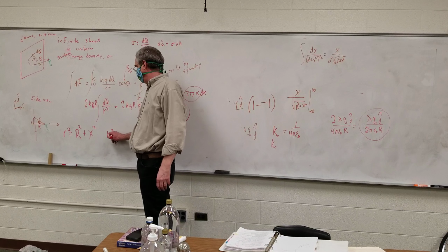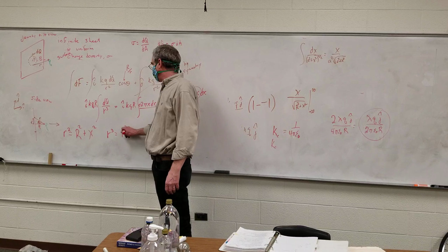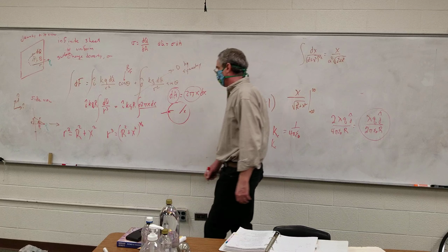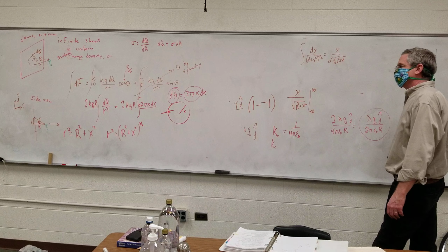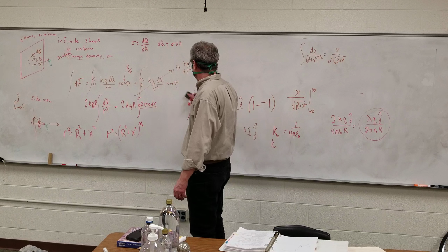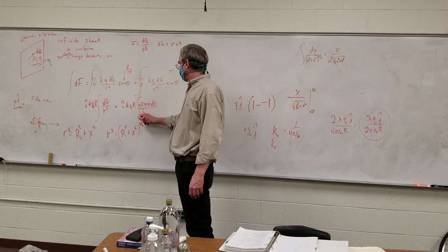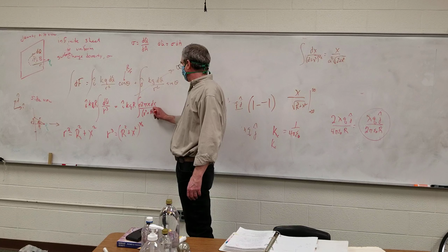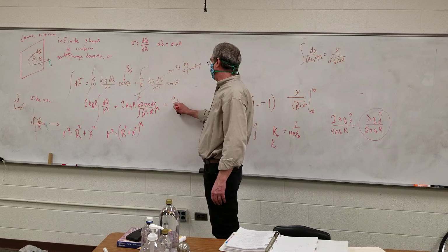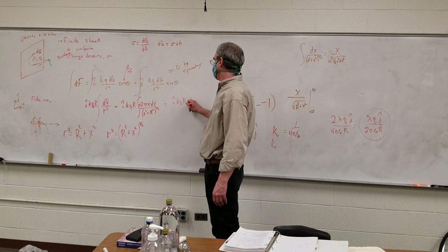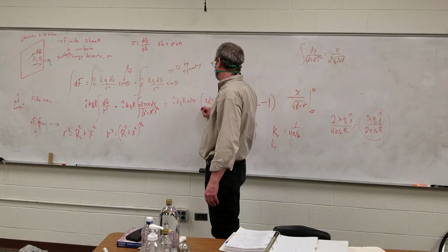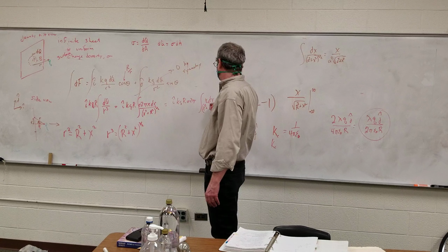So r cubed is just big R squared plus big x squared, that whole thing to the 3/2. And so that is my denominator, x squared plus big R squared to the 3/2. And pulling out the constants, I get k q R sigma 2π integral x dx over x squared plus R squared to the 3/2.